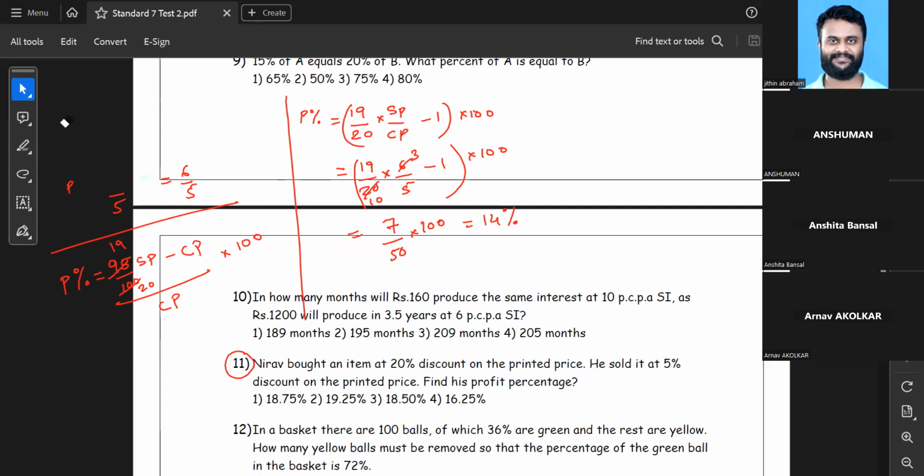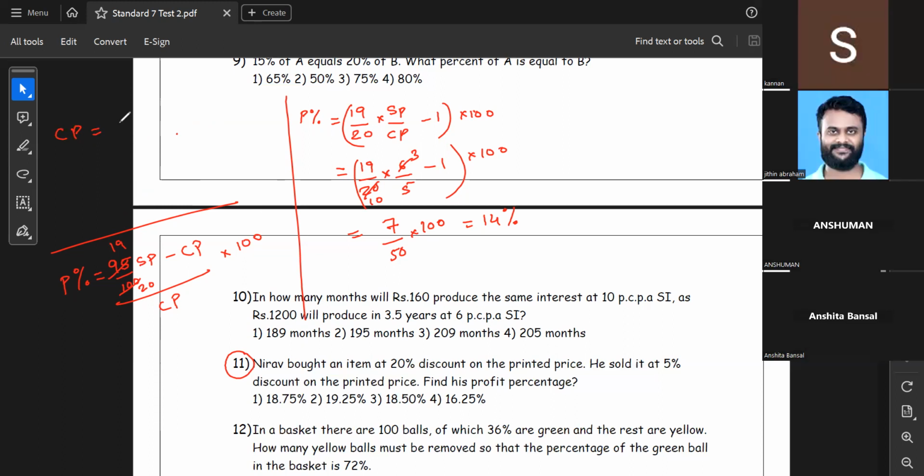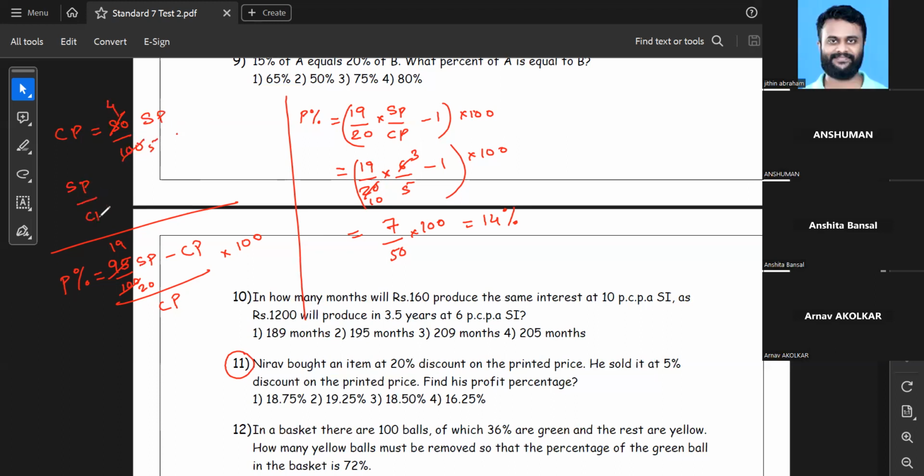So which means I'll use another logic. If the discount is 20%, which means his cost price is basically 80% of the selling price in simple language. That will give me, this is 4 times and this is 5 times. That will give me SP upon CP to be 5 by 4. Oh, I'm so sorry. I made a mistake over here. That's why we got a wrong answer.